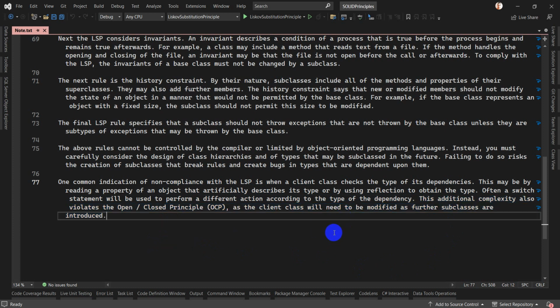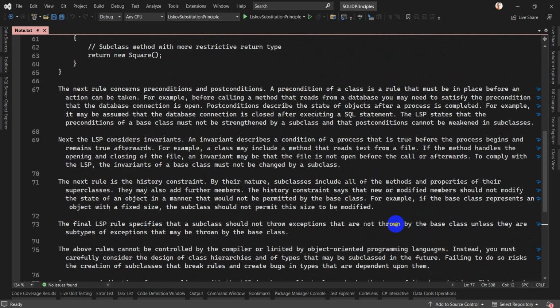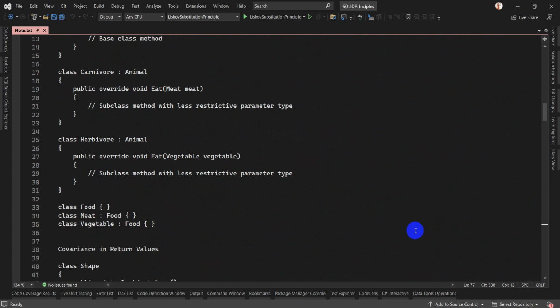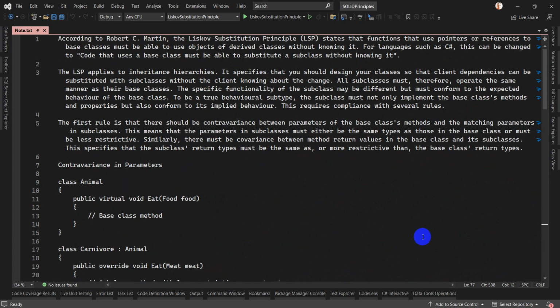And this added complexity not only violates OCP but also LSP, because the client class needs to be modified whenever new subclasses are introduced. These are the rules about LSP. In the last video, as I told you, we talked about the basic idea. Please watch that video as well. And in this video, we talked about the different rules.